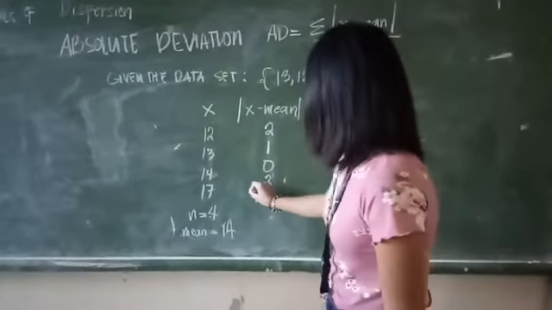We have 6. So to get the absolute deviation, we're going to follow this formula. So AD is equal to 6 over 4, where n is the number of samples. So 6 divided by 4 is equal to 1.5. So AD is 1.5. This is the absolute deviation.